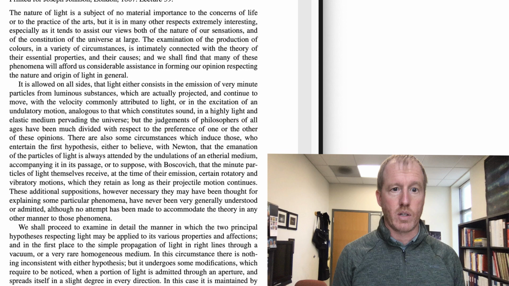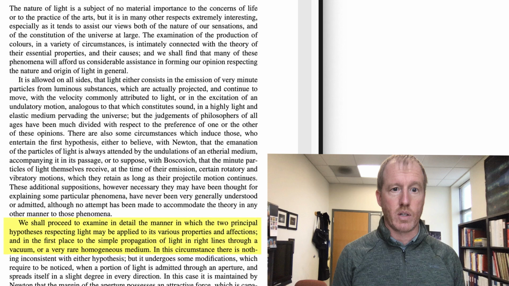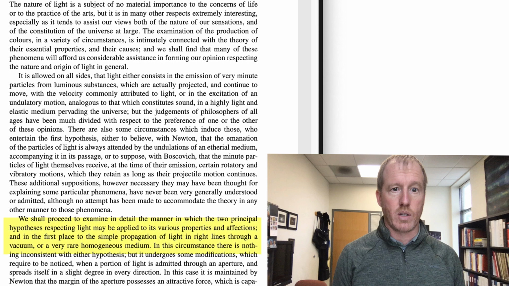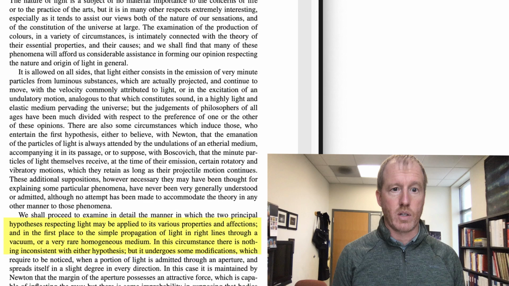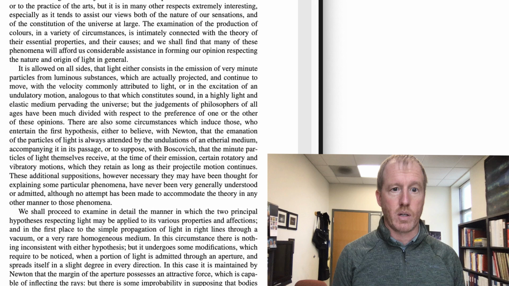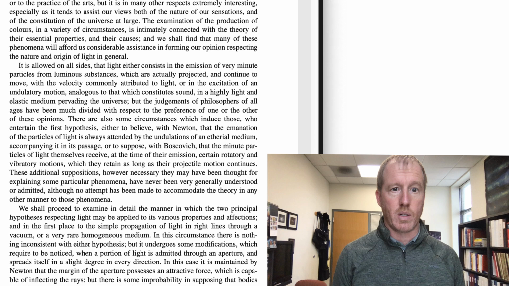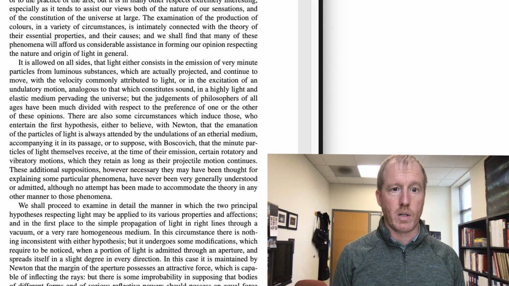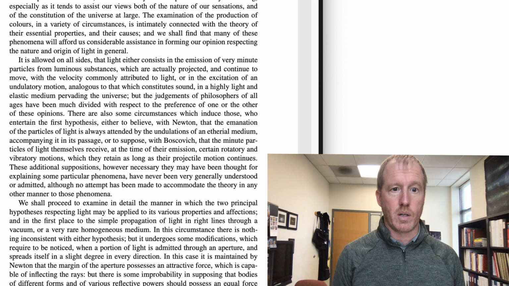Okay, and then he says in the last paragraph on page 234, "We shall proceed to examine in detail the manner in which the two principal hypotheses respecting light may be applied to its various properties and affections, and in the first place to the simple propagation of light in straight lines through a vacuum." So he's going to go through a number of experiments and say whether or not the particle theory or the wave theory is better to account for the observed properties of light. So he starts out on this last paragraph here talking about the fact that light goes in a straight line. And which one is better able to explain the straight line propagation of light? Well, he goes on to say that they both work really well.